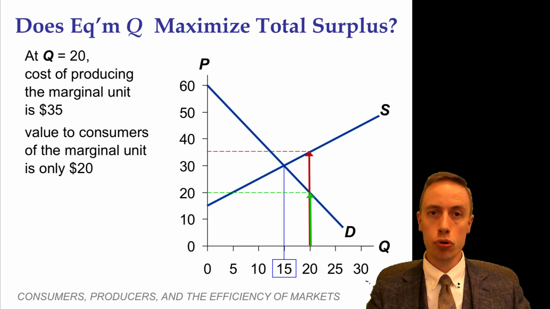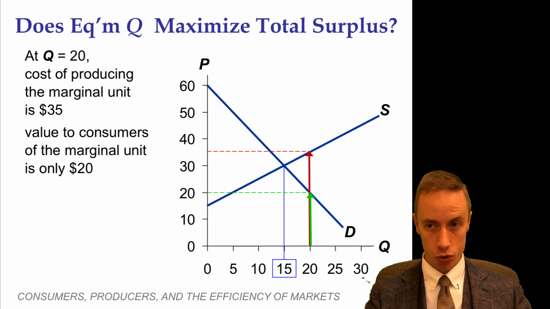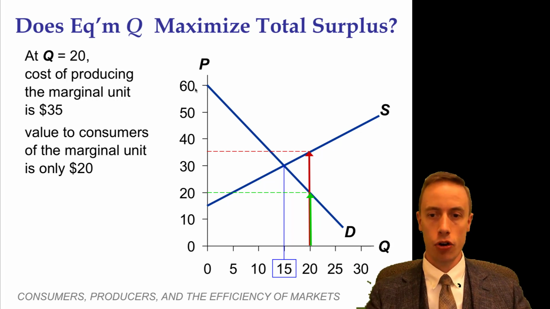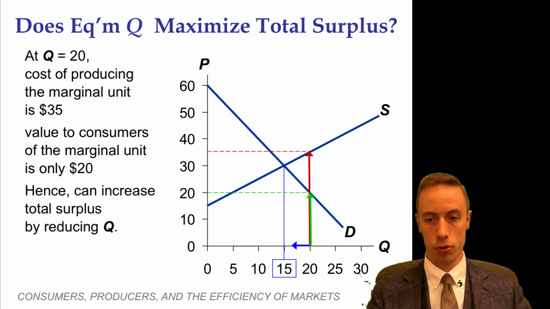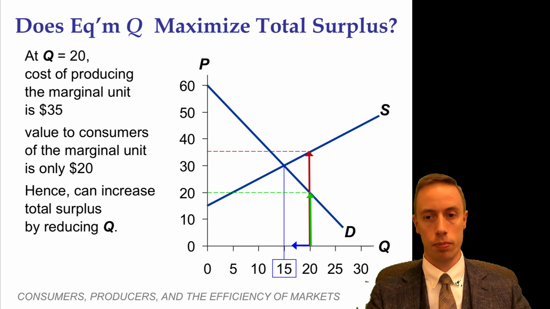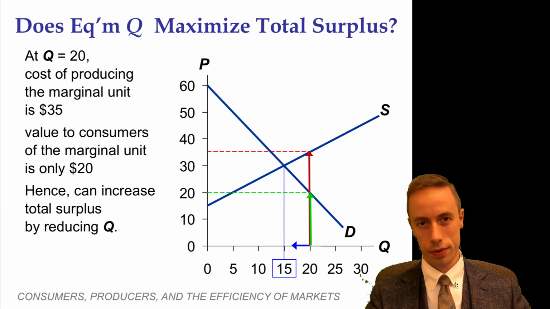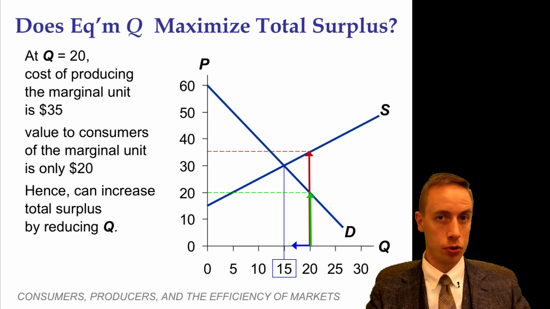We should not produce any shoe where the supply curve has a height exceeding the height of the demand curve. So in other words, if we are currently producing 20 shoes, it's time to cut back on production. This will actually raise total surplus. So look at what the market does. The market produces 15 shoes. It automatically doesn't produce the shoes that would produce negative surplus.